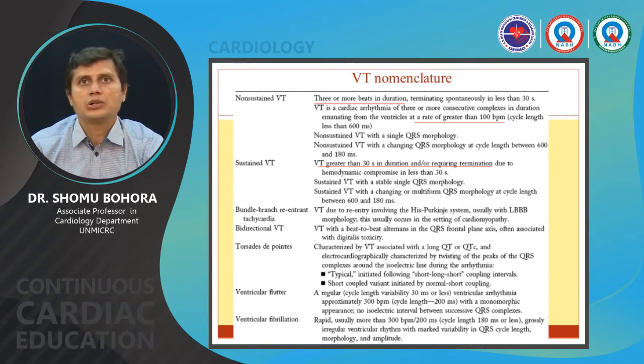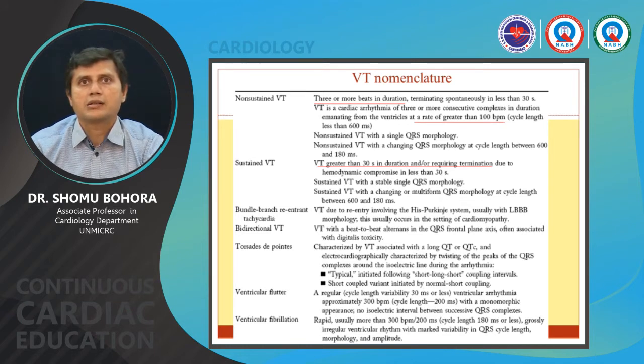Bidirectional VT is a beat-to-beat alternans in the QRS frontal plane axis, which is often associated with digitalis toxicity or CPVT. Torsades de pointes is characterized by a long QT and a twisting of the peaks of the QRS complex along the isoelectric line in the arrhythmia. It is typical or atypical in nature.